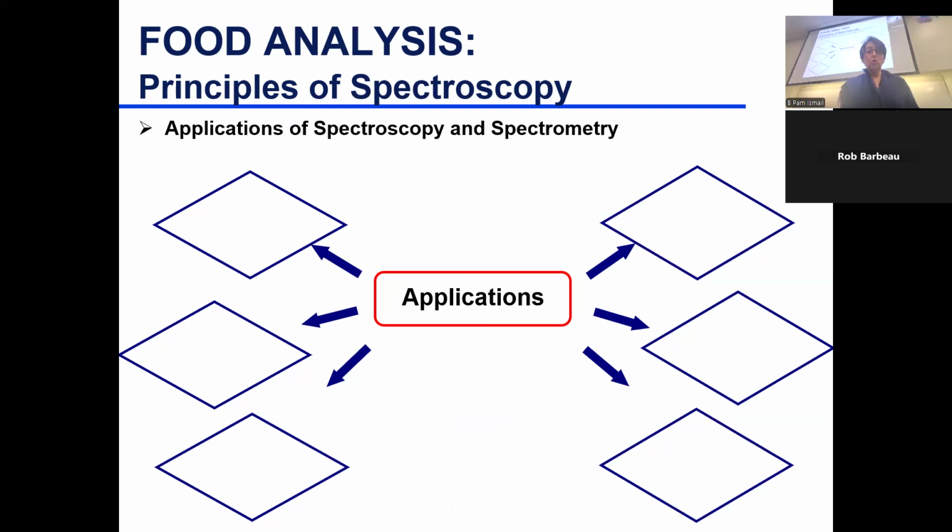Okay, so applications. Where do we utilize spectroscopy in analysis? Identification. Identification of unknowns that we know could interact with light, either absorb or emit light. What else other than identification?